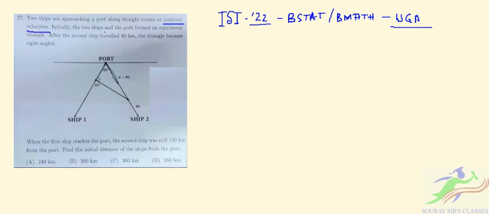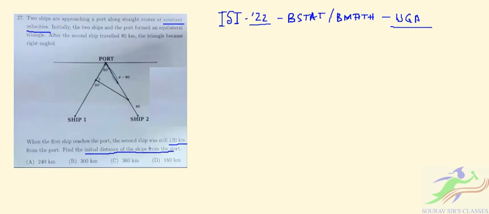Initially, the two ships and the port formed an equilateral triangle. After the second ship traveled 80 km, the triangle became right angled. Now we have to find, when the first ship reaches the port, the second ship was still 120 km from the port. We have to find the initial distance of the ships from the port.